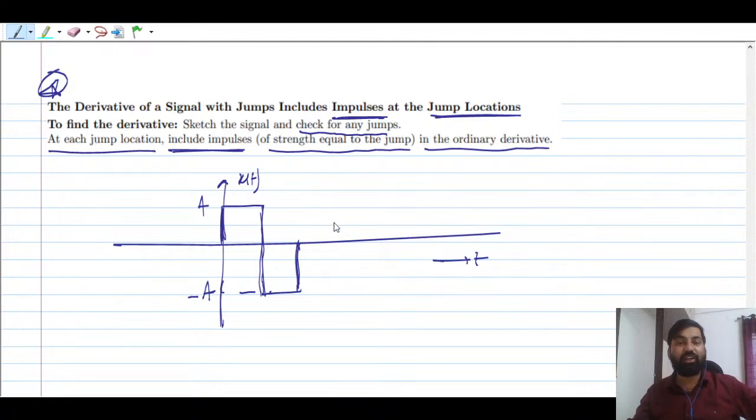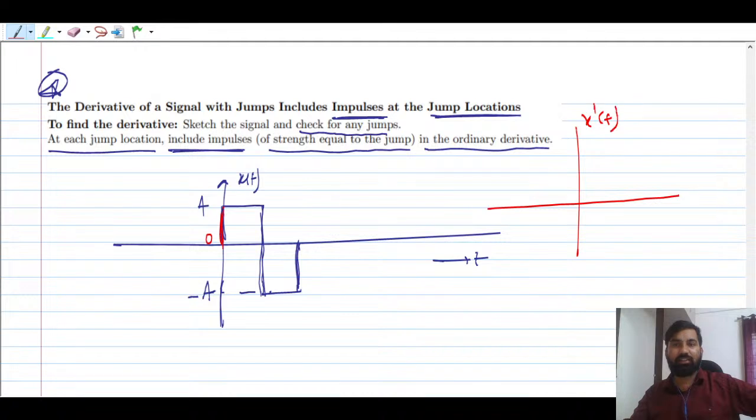Now your concept is clear, you can draw blindly. What is the blind approach here, guys? There will be one jump here, jumping from 0 to A, a positive jump. So I'm just going to draw x dash t, the derivative of this. One jump is at t equal to 0, right? This is A. Now you're jumping from A to minus A.